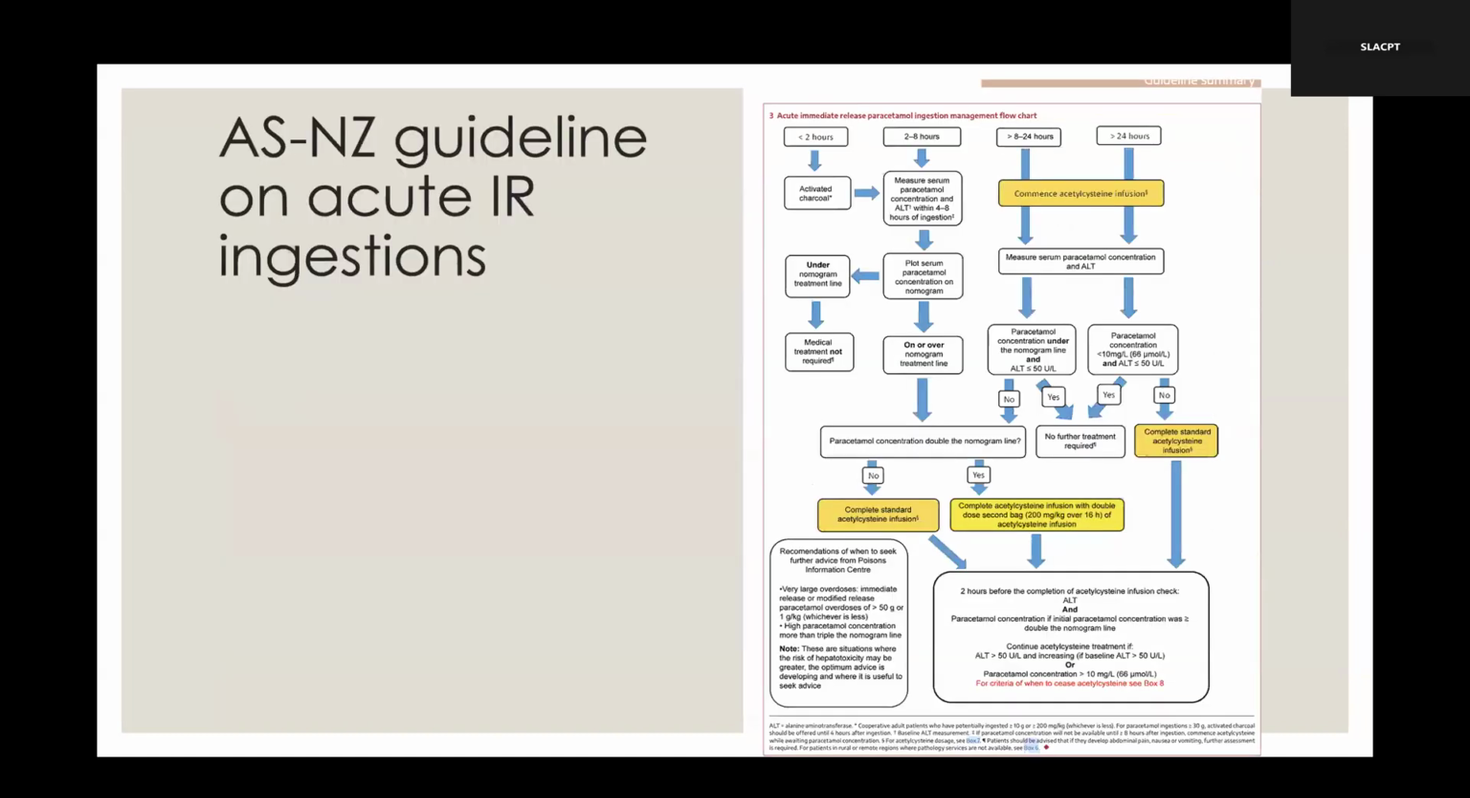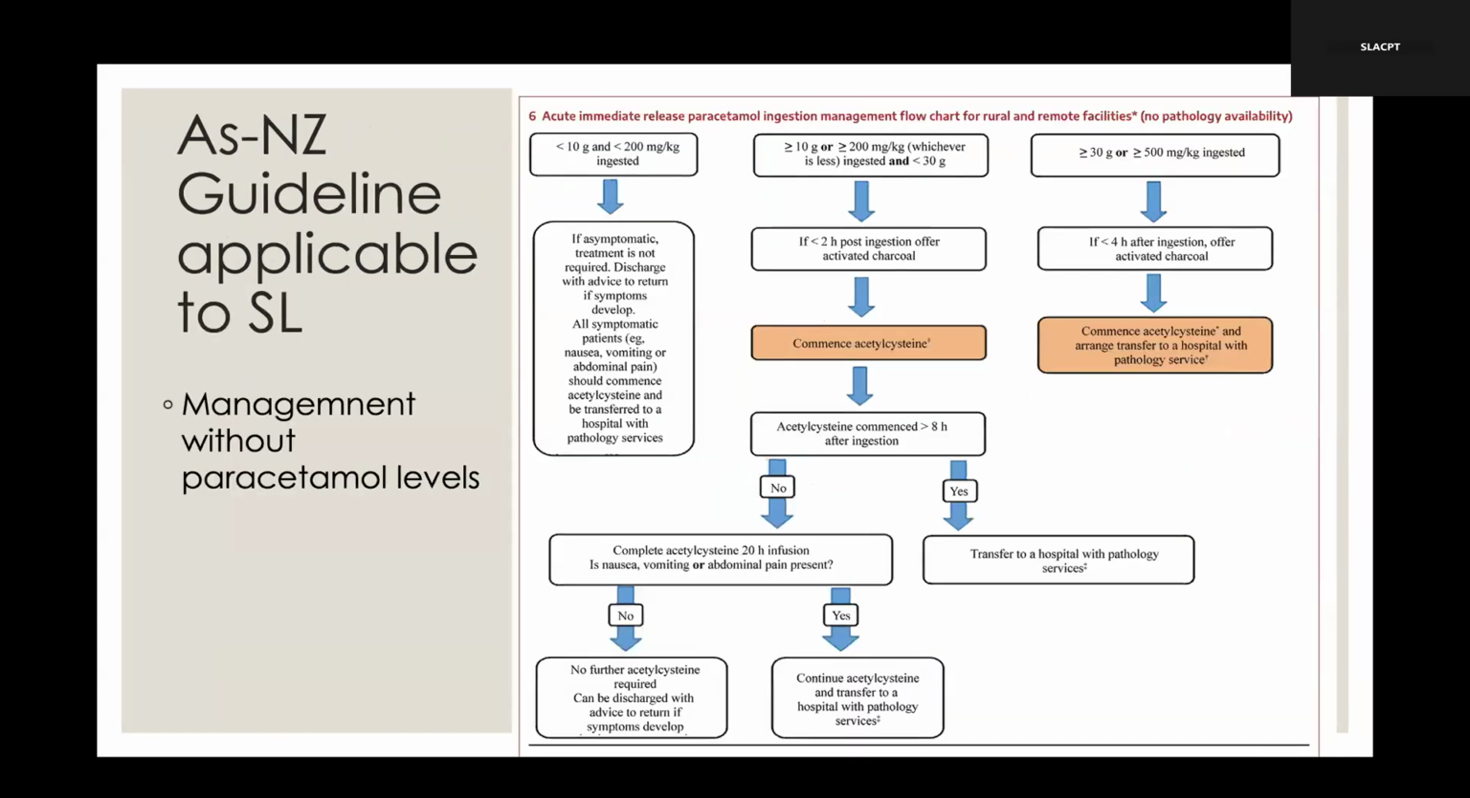Again, this is the Australia New Zealand acute immediate release injection guideline. That actually is not really applicable to us because it is based on the paracetamol level. So what is applicable to us is the one that is management without paracetamol level.